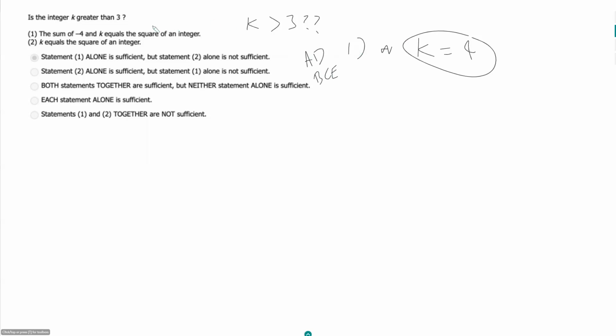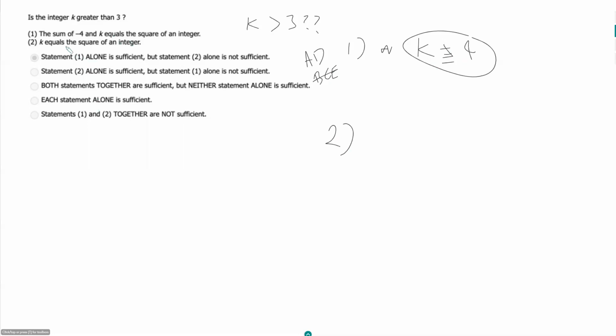That's a bit tricky, because you would think they would say positive integer, but they don't. And I should actually say k is going to be greater than or equal to 4 here.